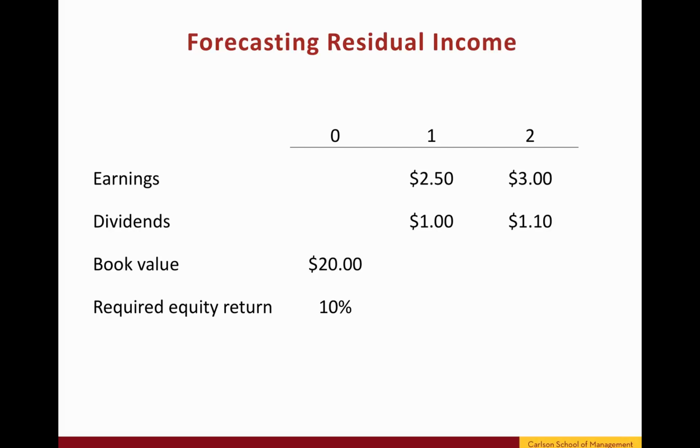So if we look at how we forecast the residual income over the next few years, let's say the book value of a share is $20 for this company. In this example, let's say the required equity return is 10% for this particular company. Let's say the company has earnings per share of $2.50 in year 1 and $3 per share in year 2. And we'll say the company is going to pay dividends of $1 per share in year 1 and $1.10 per share in year 2.